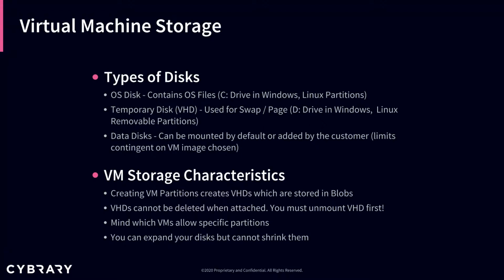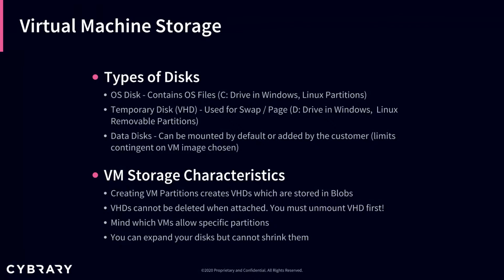So the storage characteristics, the main properties: you'll be creating virtual machine permissions basically using the data disk, which can be VHD files. Keep in mind that VHDs cannot be deleted when you attach them. You first need to unmount the VHD before you can delete it. Also keep in mind that the type of virtual machine that you choose also dictates the type of disks you can associate with this virtual machine.